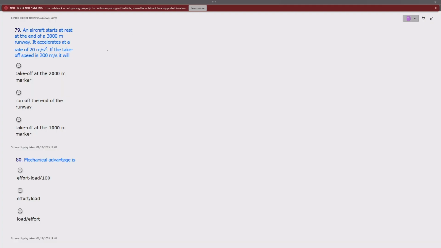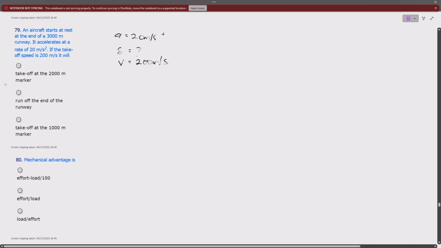So now from the question we have acceleration a equals 20 meters per second squared. We don't know the distance that it took off. We have the speed, that's the final velocity, v equals 200 meters per second. Because it started from rest, initial velocity equals 0 meters per second.